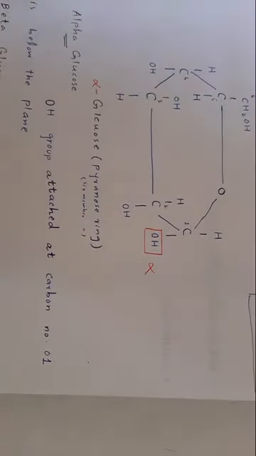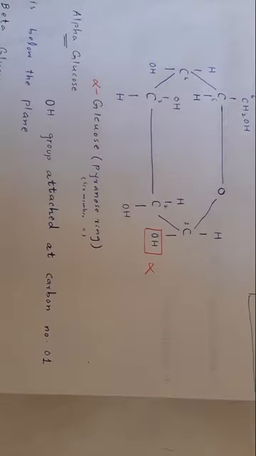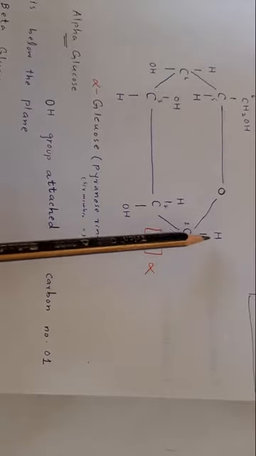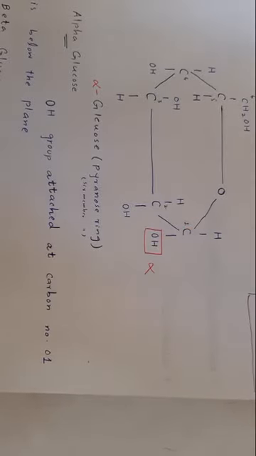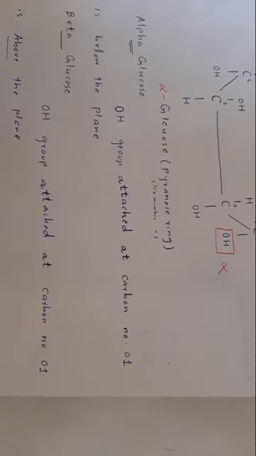This ring is known as the pyranose ring. What is a pyranose ring? A 6-member ring: 1, 2, 3, 4, 5, 6 member. The sixth member is oxygen. And when the hydroxyl group attached at carbon number 1 is above the plane, then it is called beta glucose. So starch and glycogen have alpha glucose, while cellulose and chitin have beta glucose. This is all about alpha and beta glucose.